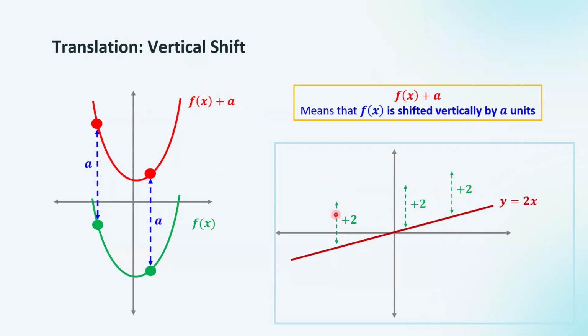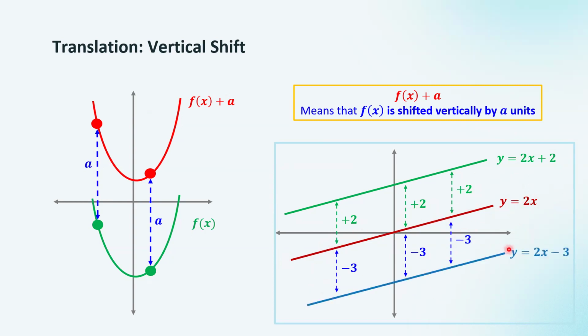Can you try to guess what the function will be? Yes, it's going to be 2x plus 2. So we just have to add 2 points to the original function. And then, what will happen if I try to shift the red line 3 points downwards? Can you try to guess what the function will be? Yes, it's going to be 2x subtracted by 3.